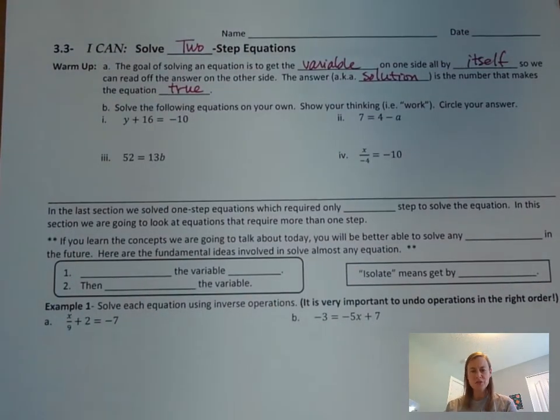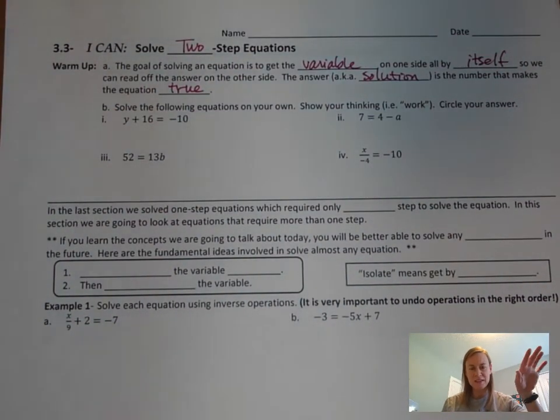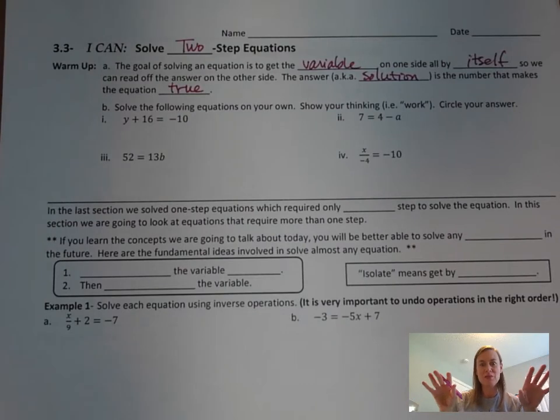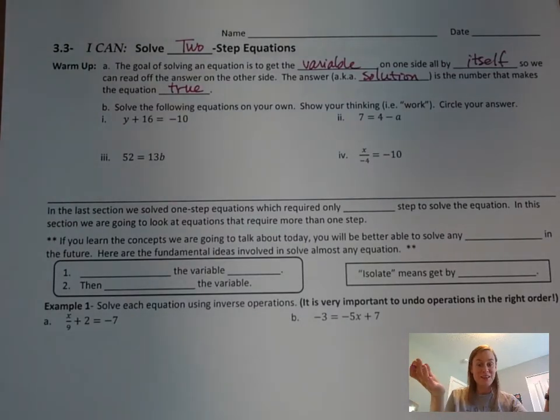When is the equation true? The equation is true when the left-hand side and the right-hand side are equal to each other, like 7 equals 7 or 4 equals 4. If it said 7 equals 4, then that is not true.